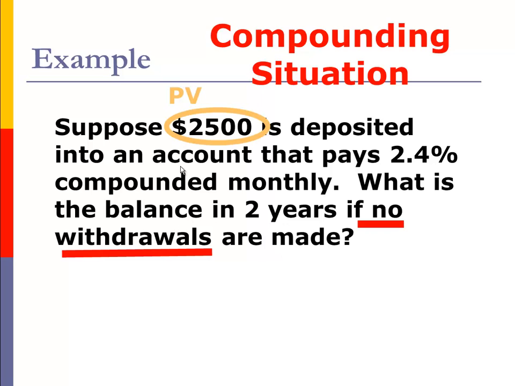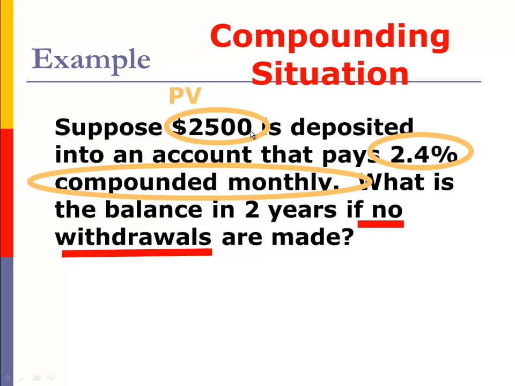And so we have our initial amount, our present value, how much we put in. That's also called principal. We also have our rate and the time frame. Remember that our rate, 2.4%, is given annually.